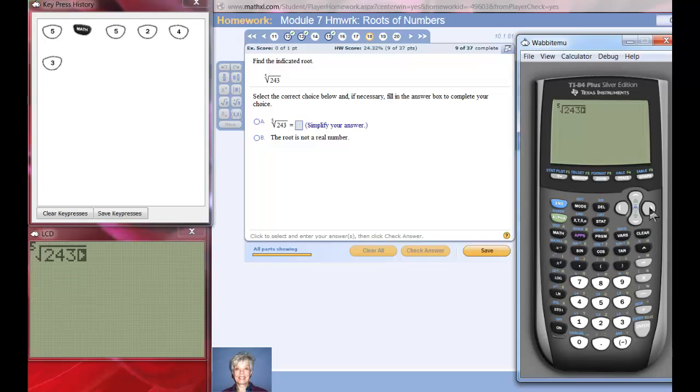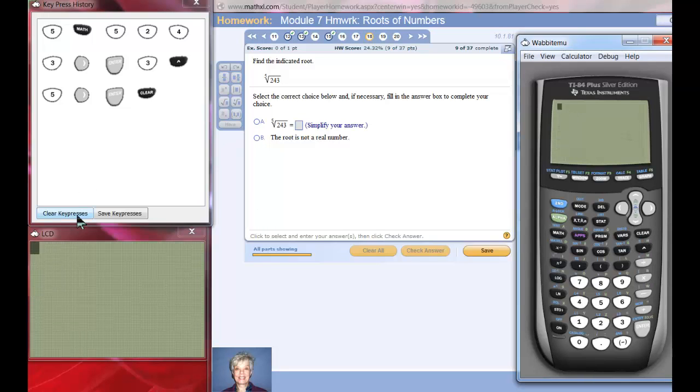243. Right arrow. Enter. Well, 3. 3 is the fifth root of 243. Oh, why? Because if you take 3 and raise it to the fifth power, the answer you're going to get is the number you started with, 243. Notice the index and the power are exactly the same.